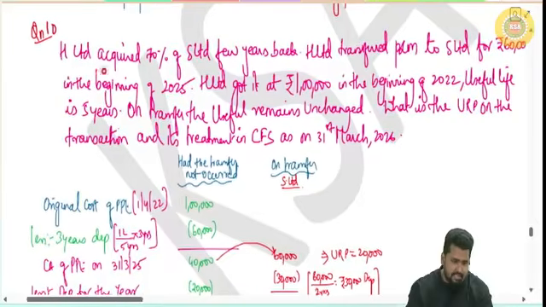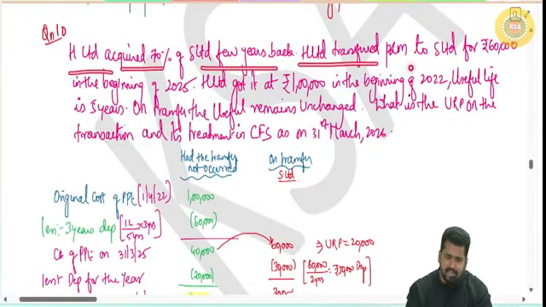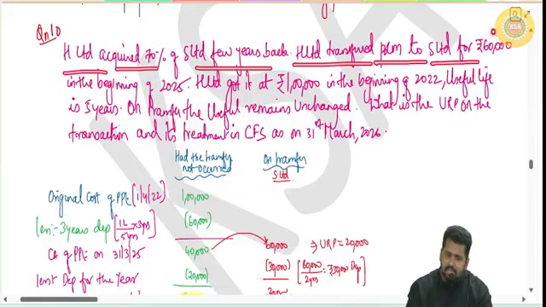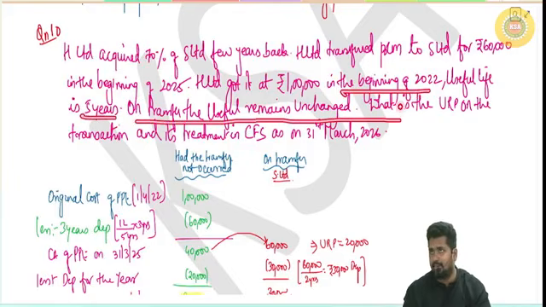I will do one sum. H Limited acquired 70% of S Limited a few years back. H Limited transferred plant and machinery to S Limited for 60,000 at the beginning of 2025. H Limited got it for how much? 1 lakh at the beginning of 2022. Useful life is 5 years. On the date of transfer, useful life remains unchanged.